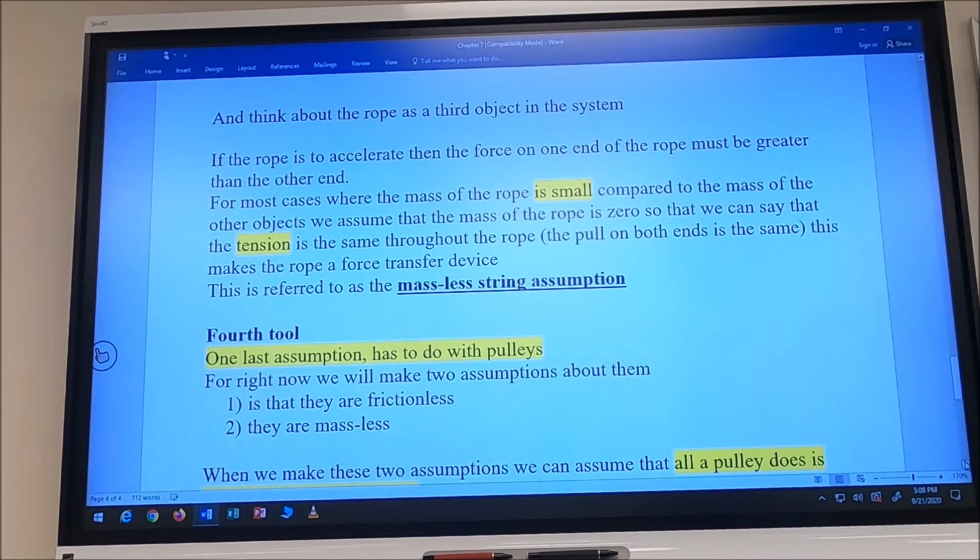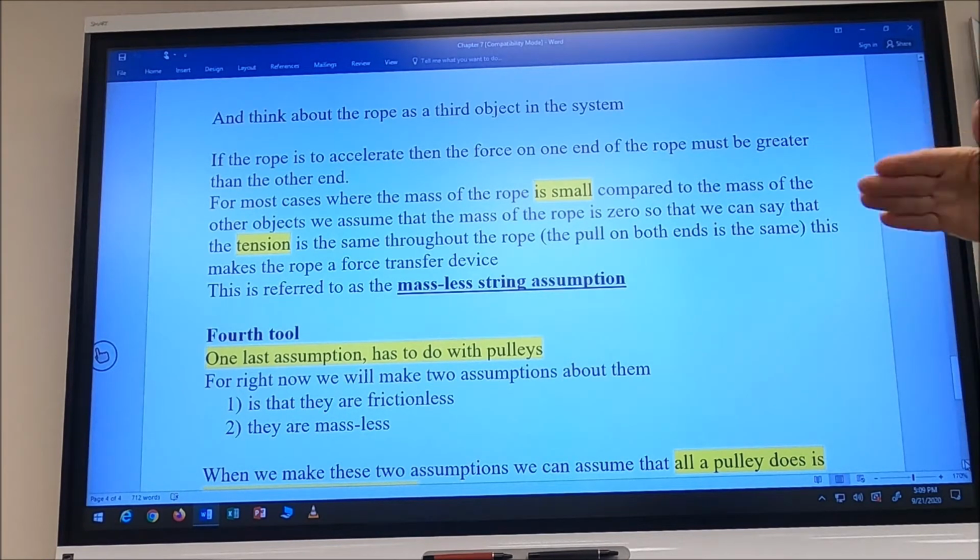Now, if the mass of the rope or cable or string is large enough, we cannot make the massless string assumption anymore, and we have to treat it as an object in our system. The last thing that we're going to add to our toolbox here is a pulley assumption. Now, when we get to later chapters near the end of the semester, we'll move away from the pulley assumption. But for right now, we're going to assume that our pulley is frictionless and massless. And we make pretty good pulleys, so if the mass of the pulley is fairly small and it's got good ball bearings, making this assumption is okay.